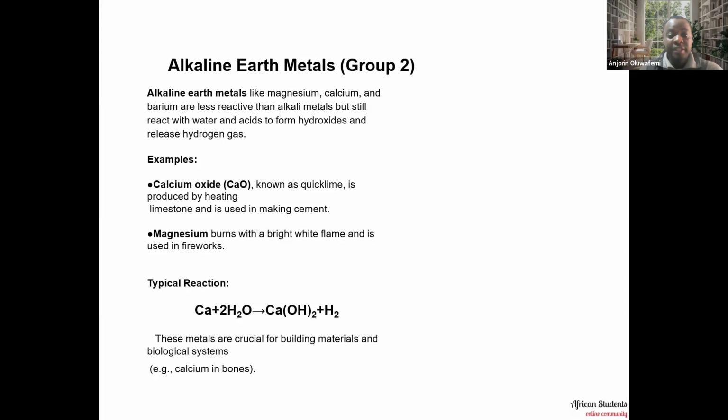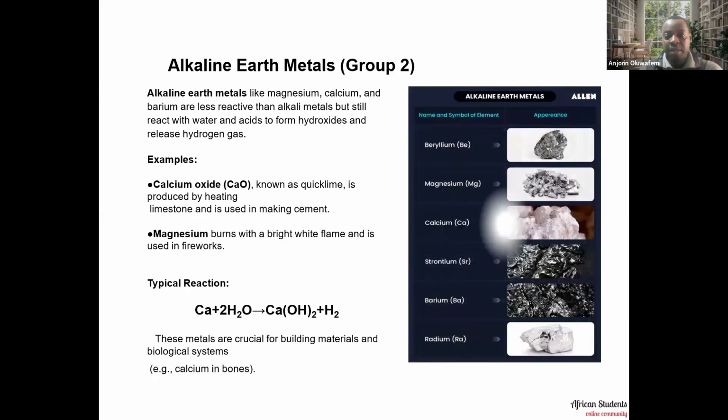These metals are crucial for building materials and biological systems, for example calcium in bones, which is very important. Magnesium is also a very important component of antacids, which are used to guard against acid reflux. So they are very important in biological systems and also in building materials. Here is a pictorial representation of some of the alkaline earth metals. You can see their appearance, so to speak.